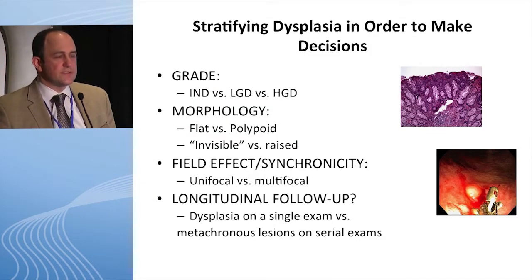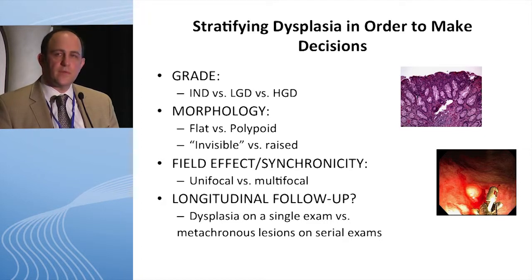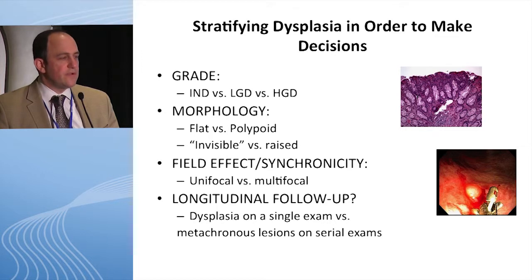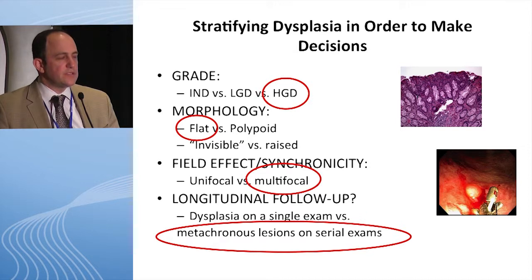So the last point is just this. Stratify dysplasia in your individual patients. It's individualization of risk prevention, cancer prevention, just like individualization of treatments. Understand the grade of dysplasia, the morphology, whether or not there's a field effect or synchronicity, and whether there's longitudinal follow-up. Patients who have high-grade dysplasia that's in flat mucosa or multifocal or metachronous are people who should be going to colectomy. A patient with a single lesion that maybe you've resected completely that was low grade might be someone you can follow safely. And that's how I would suggest you leave here today.